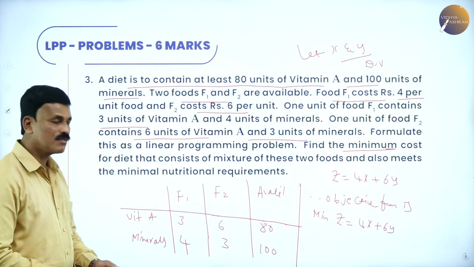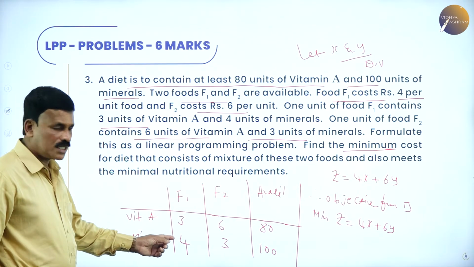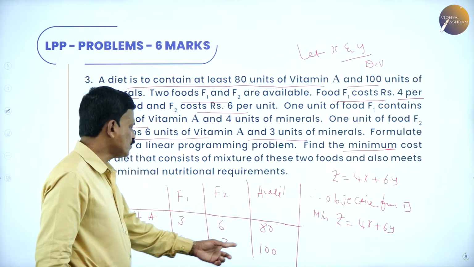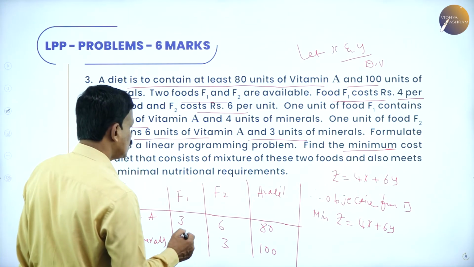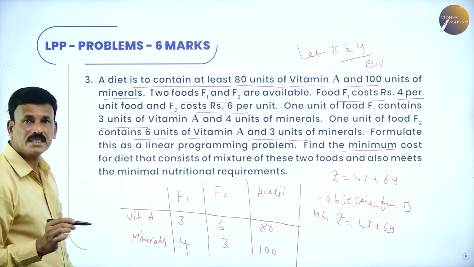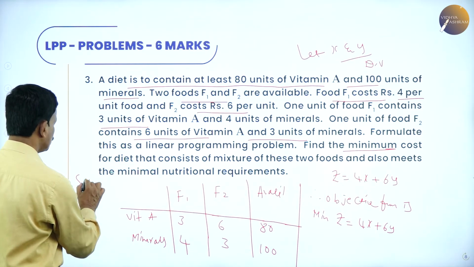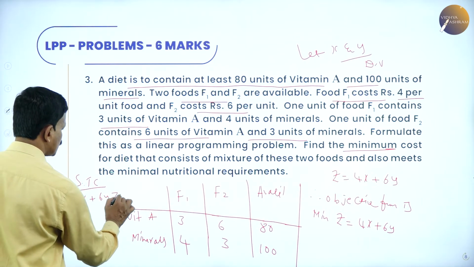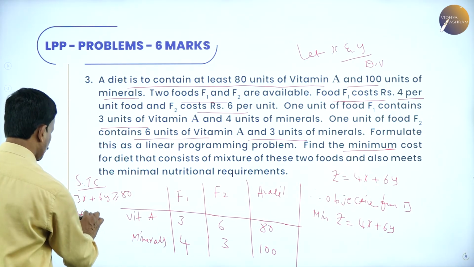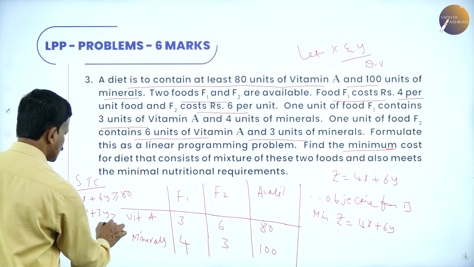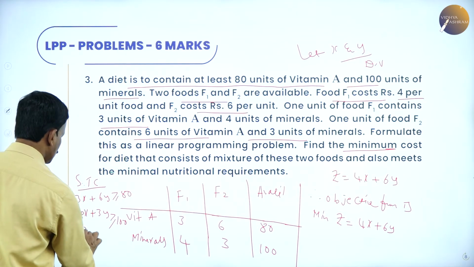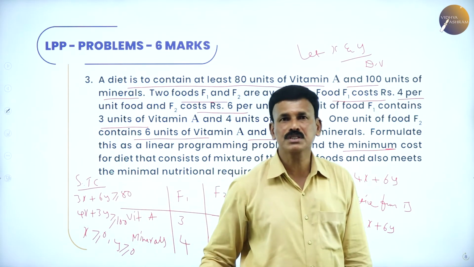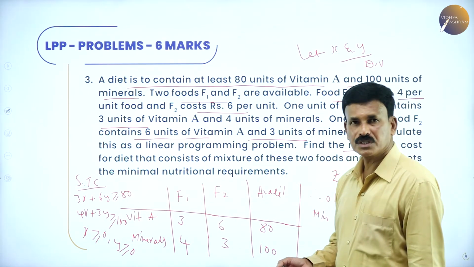So, now, therefore, what is the objective function? Minimum of Z is equal to 4X plus 6Y, subject to the constraints. For vitamin A, 3X plus 6Y is greater than or equal to 80. For minerals, 4X plus 3Y is greater than or equal to 100. That's it. Now, I'll write here, subject to the constraints: 3X plus 6Y is greater than or equal to 80, 4X plus 3Y is greater than or equal to 100, and the non-negative restrictions, X is greater than or equal to 0 and Y is greater than or equal to 0. This is the required LPP. That's it. Now, I'll go to the next page.